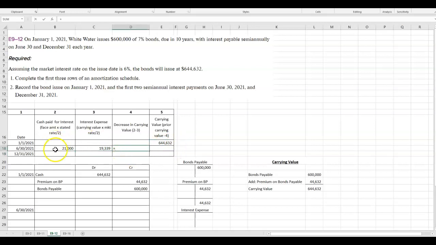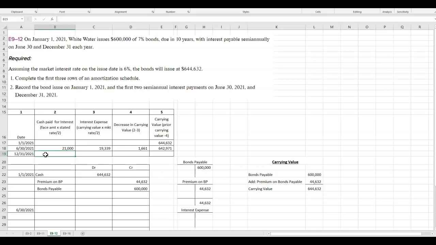The difference between these two, again, it's not a negative or positive number, it's a difference, is 1661. What we're doing here is subtracting it from the carrying value because we want to decrease this down to 600,000. So 644,632 minus 1661. That's our June 30th interest payment.